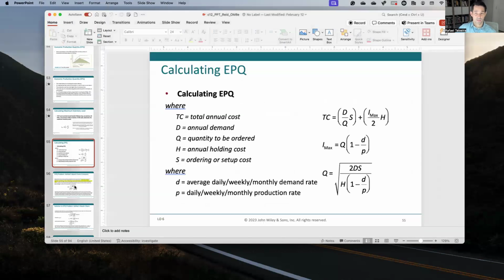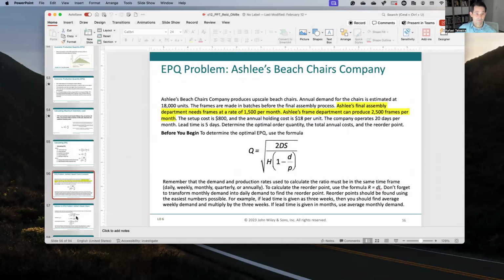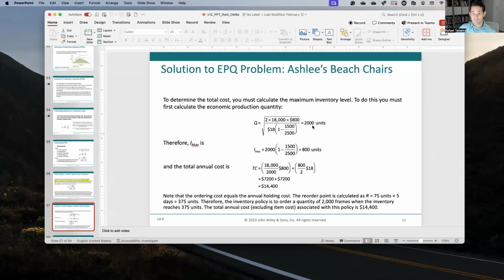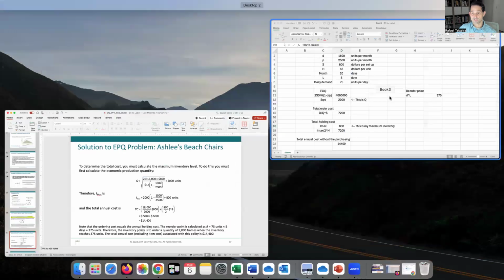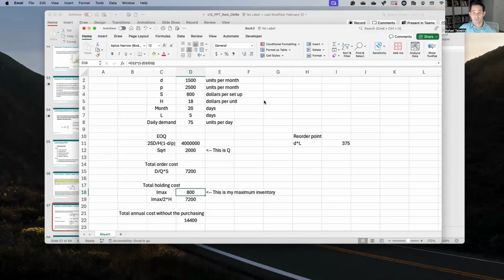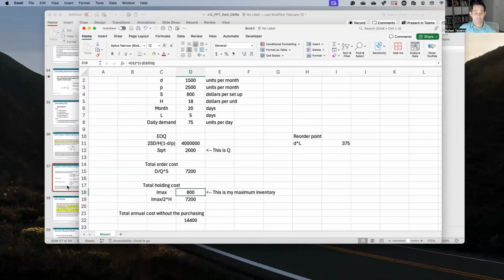Okay, let's take a look here at what they have as answers: 2000 is my Q, 800 units is I max, 14,400 is the total annual cost, and the reorder point is 375 units. Okay, all the same numbers, beautiful, right?